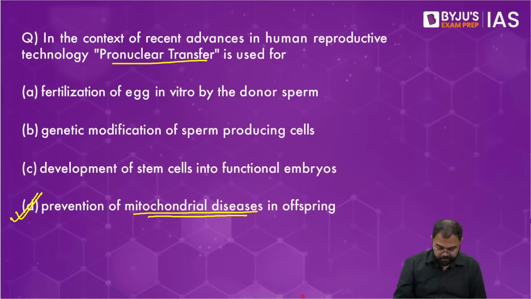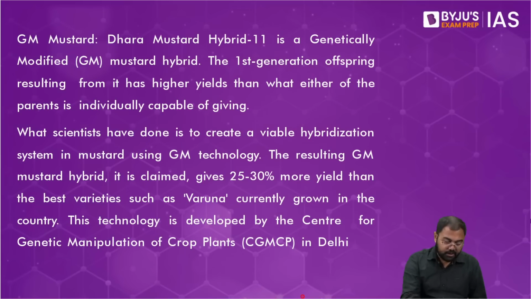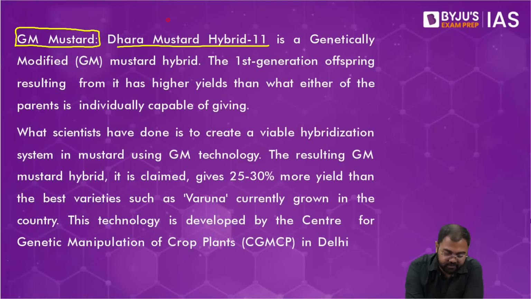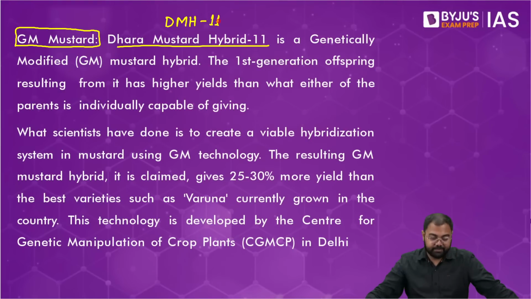Now coming to GM mustard, a variant of mustard that has often been in the news in the last 3-4 years. There is this hybrid variant of mustard that was developed in India, called DMH-11, or Dhara Mustard Hybrid 11.